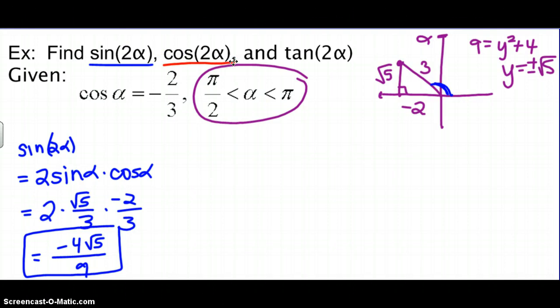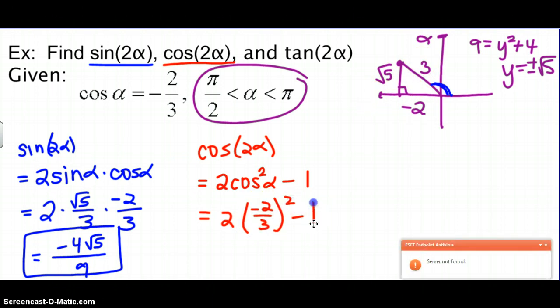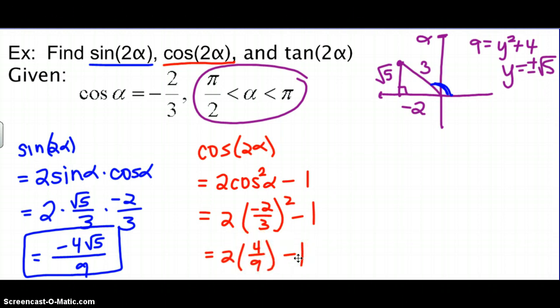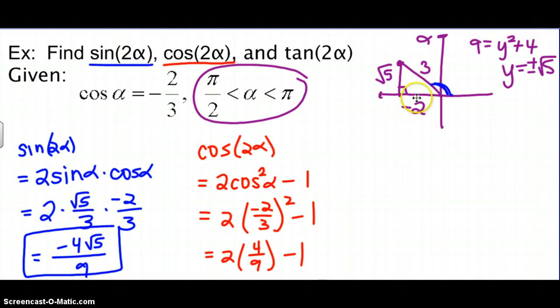Next I'm going to find the cosine of 2 alpha. Cosine of 2 alpha leaves me with a lot of different options. I had those 3 different equations I could have used. I'm going to choose the last one, which is 2 cosine squared of alpha minus 1. So that's going to be 2 times the cosine of alpha, negative 2/3, squared, minus 1. So this is going to be 2 times a positive 4/9 minus 1, which gives me 8/9 minus 1, which will all equal negative 1/9. Again, if you think about this being alpha, 2 alpha would put me somewhere in the third quadrant, so my cosine value should come out negative.